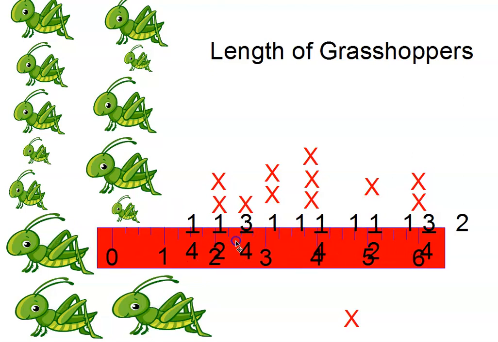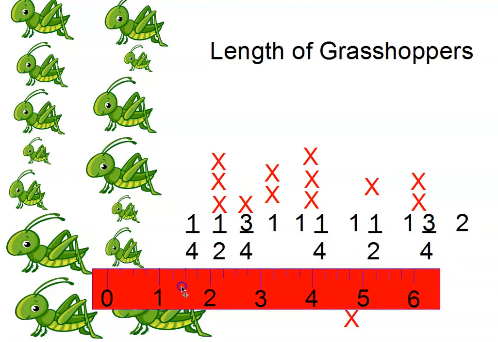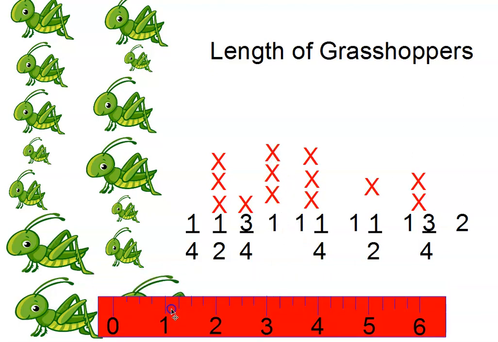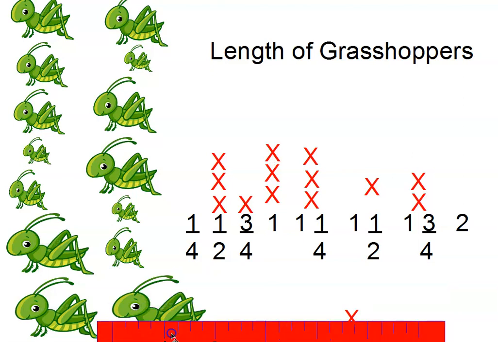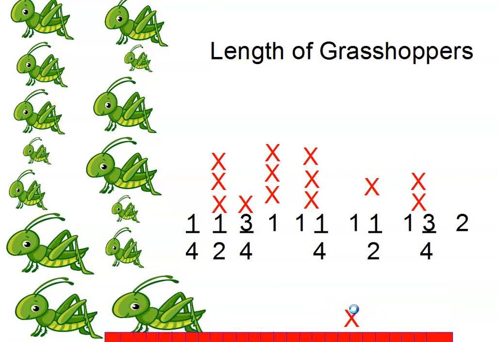Got this little guy at 1/2 inch again. And he looks like right exactly at 1. And the last one looks like a really long one again. He's all the way out at 2. Okay, so this made a line plot.